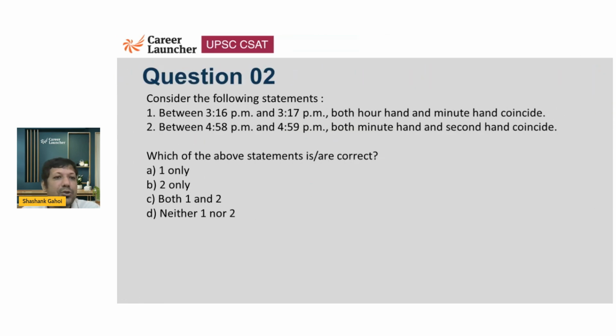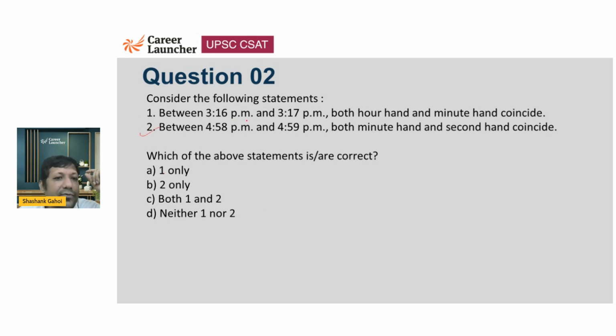Now let's look at the next question. It says that between 3:16 and 3:17, both the hour hand and minute hand coincide, and I need to figure out which of the following statements are true. The second statement is that between 4:58 and 4:59, both the minute hand and second hand coincide. If I look at the second statement, I just close my eyes and imagine. The second hand completes the whole round in a minute, so it is going to coincide with the minute hand every minute. So between 4:58 and 4:59, is it going to overlap? Yes.